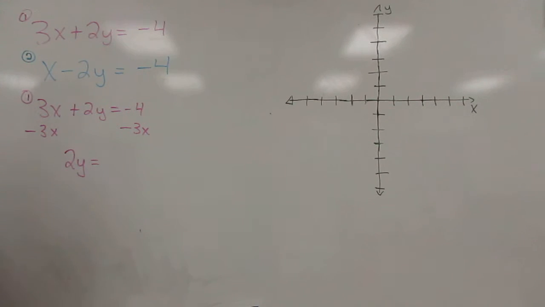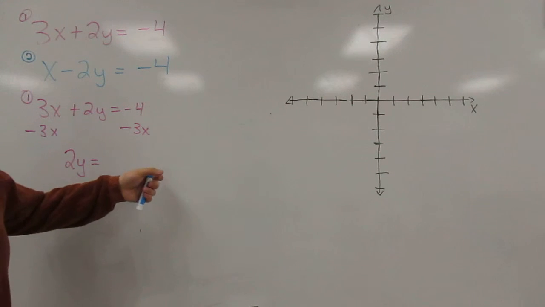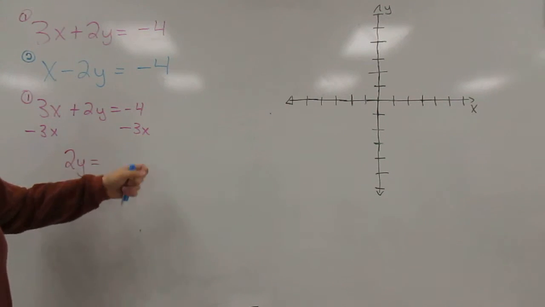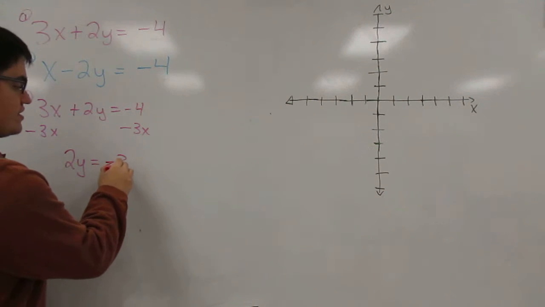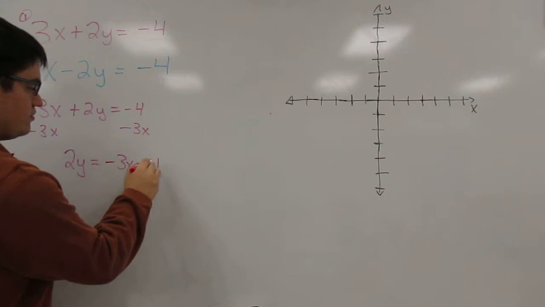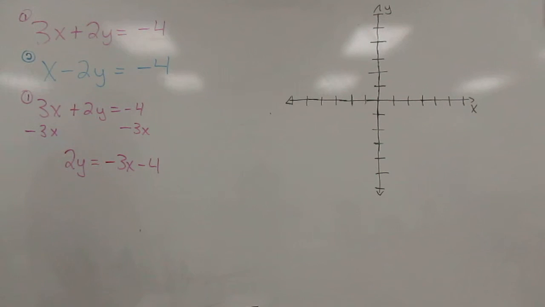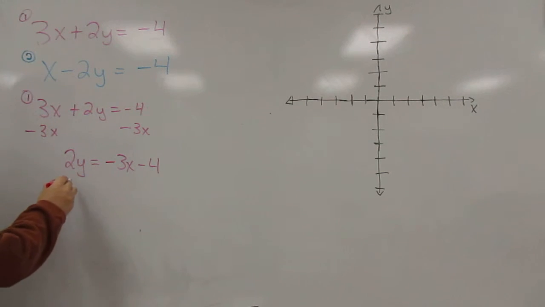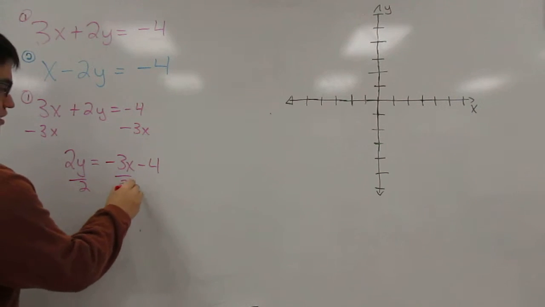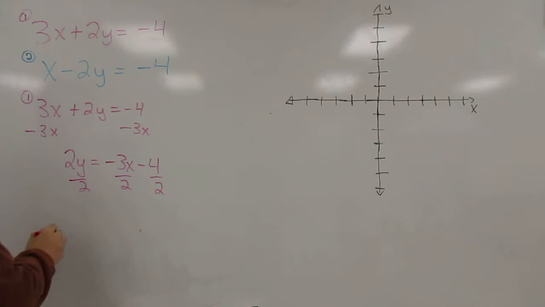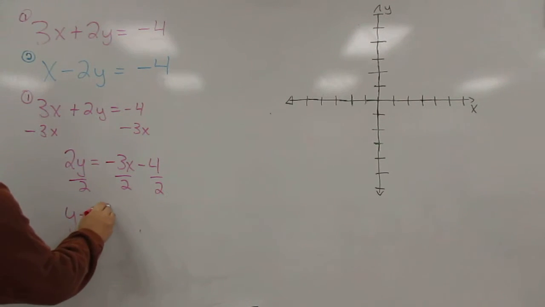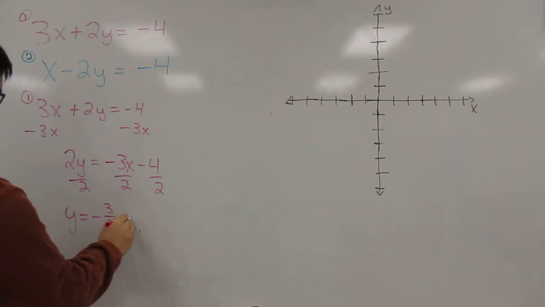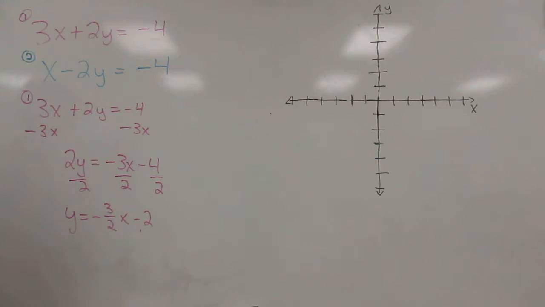2y equals, you could do -4 minus 3x, but remember slope-intercept form is y equals mx plus b, so you want the x term first. So I'm just going to write it like this instead. Didn't violate any math laws there. Divide everything by 2. So y equals -3/2 x minus 2. Okay. And I'll graph it in a minute.